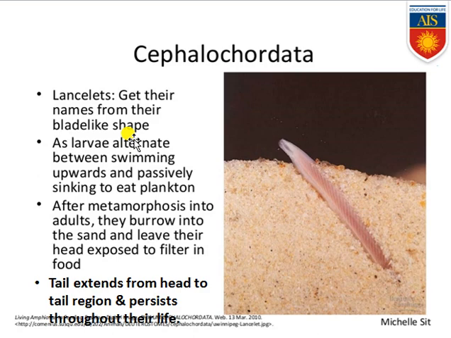As larvae alternate between swimming upward and passively sinking to eat plankton. So the larval form, according to their requirement, can come to the surface of the water and again sink inside the water so that they can eat the plankton. After metamorphosis into adults, they burrow into the sand and leave their head exposed to filter in food.